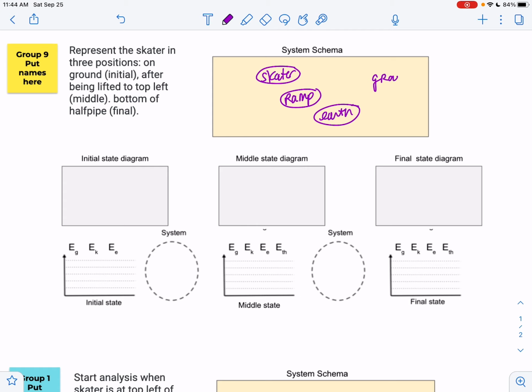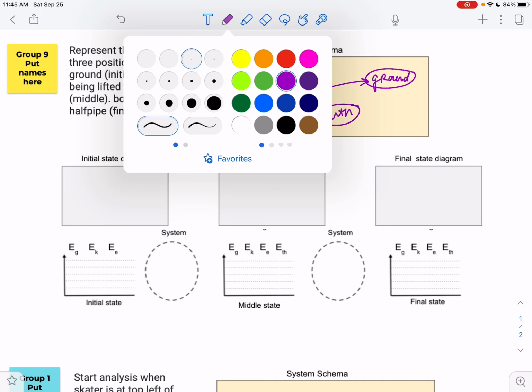If you want to include ground, you can. It's kind of irrelevant, but if you want to, you can. So the skater is touching the ramp, and then the skater and the ramp interact with the earth because everyone interacts with the earth. And if you want to include the ramp to the ground, you can, but that's kind of optional.